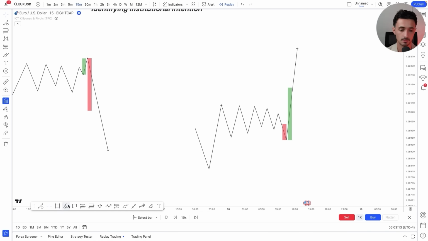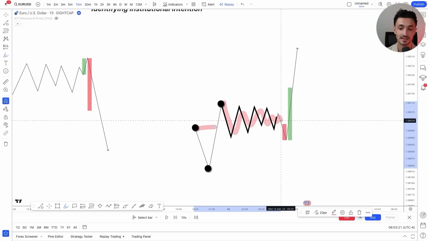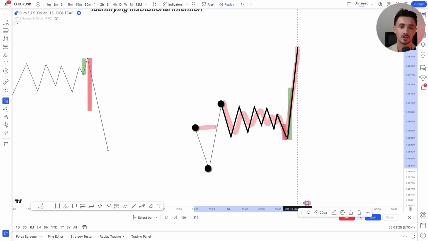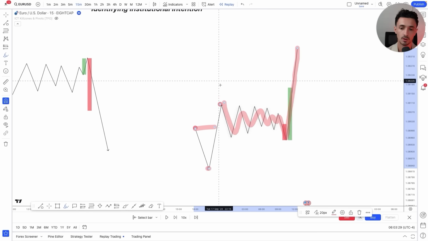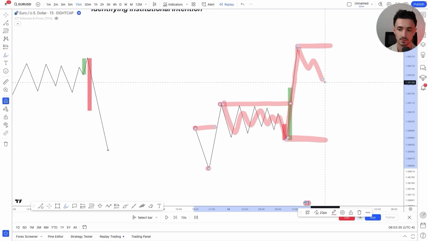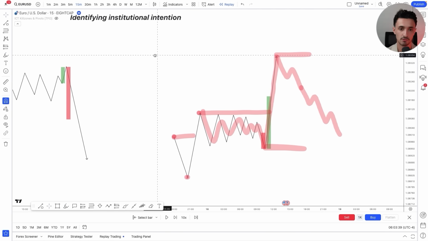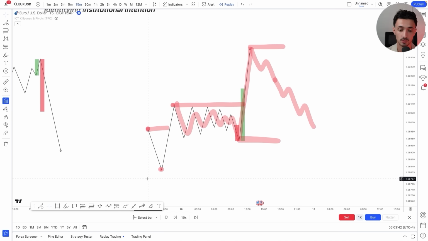Very, very simple terms. We have a high, we have a low, we have a higher high. Price is bullish. We have a range, an inducement, aggressive move. There we know institutional intention has stepped into the market. We're already bullish. We have a new swing low. Price starts coming back. We have a new swing high. We wait for price to come back inside of our range, inside of our institutional intention area.